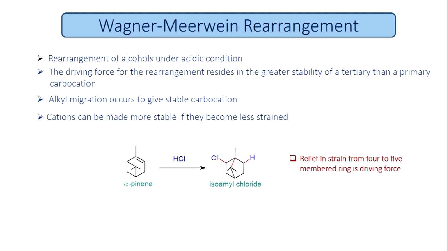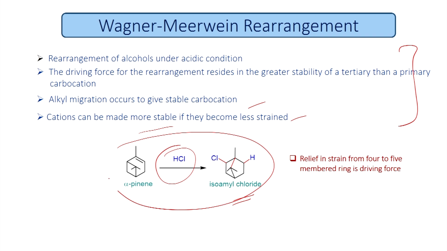Here an example is shown, this is the Wagner-Meerwein rearrangement. In this example, alpha-pinene, when you react it with hydrochloric acid, gives isobornyl chloride. These are some of the points you have to remember in the case of Wagner-Meerwein rearrangement. If you take an alcohol and react it with acidic medium, you already know that dehydration can take place and you will form a carbocation, which can lead to rearrangement. The driving force for the rearrangement is the greater stability of the carbocation. If you form, for example, a primary carbocation, it can rearrange to a secondary or tertiary carbocation, because they are more stable compared to a primary carbocation. The cations can also be made more stable if they become less strained. We will see some examples.